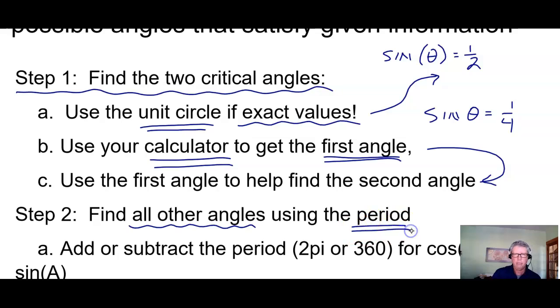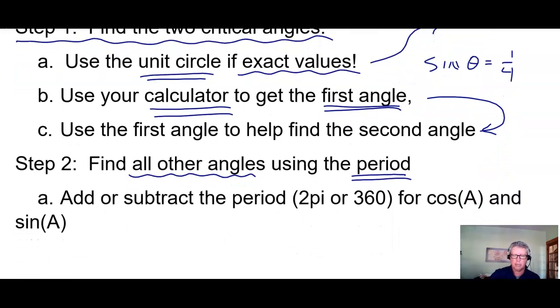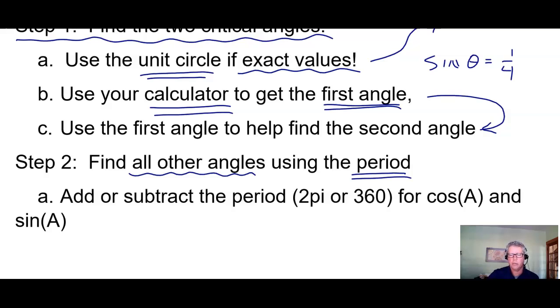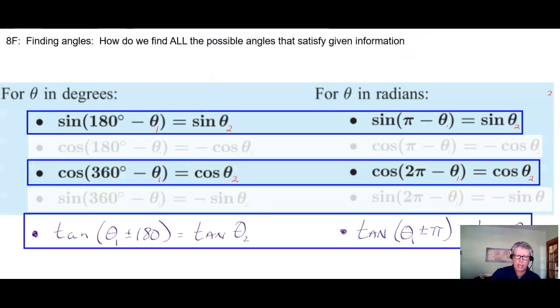Once we have the two angles, then we're going to find all the other angles using what we call the period. The period is the length of the x-axis or the amount of angle that it takes to repeat and get back to itself. What we're used to right now is 360 degrees. So we'll add or subtract 2 pi if we're working in radians, 360 in degrees. All right, so the idea is set. Let's go put it in action.